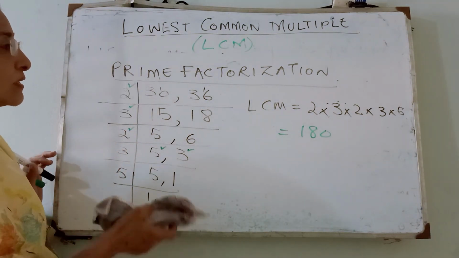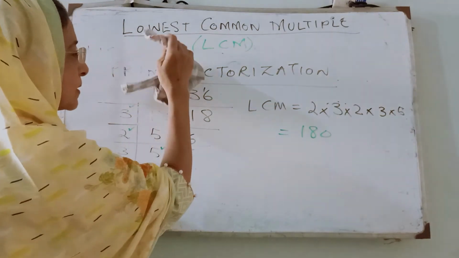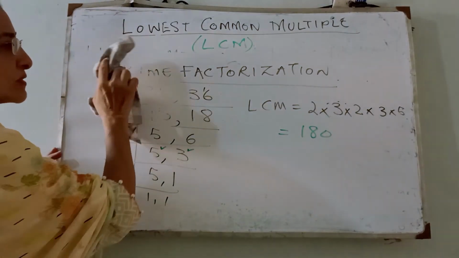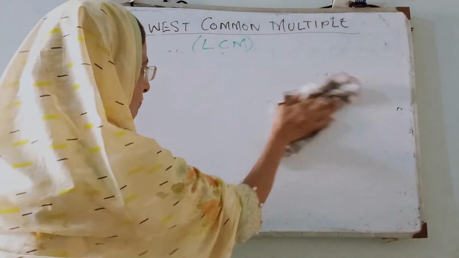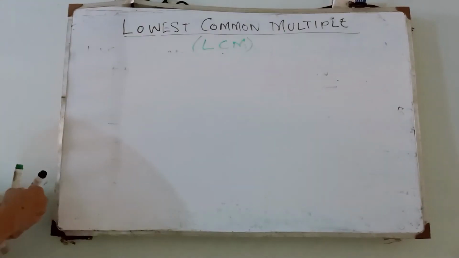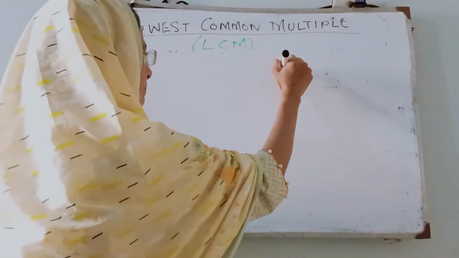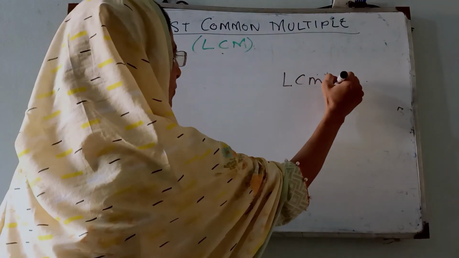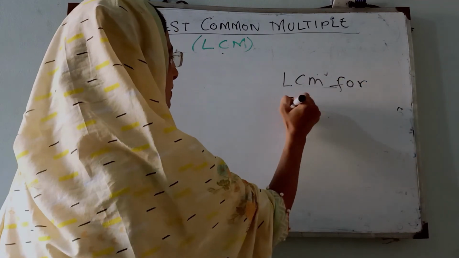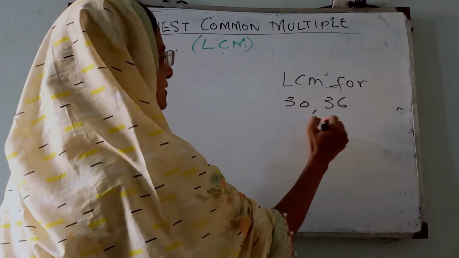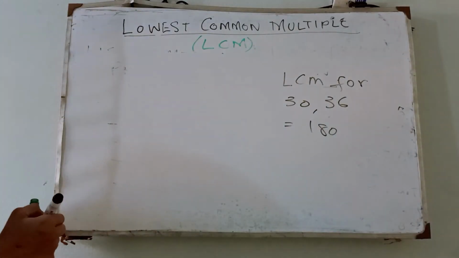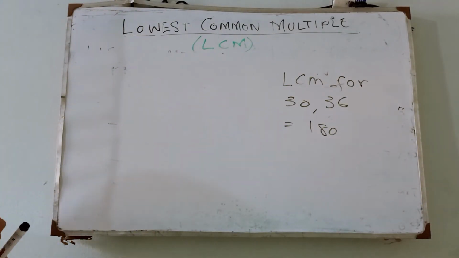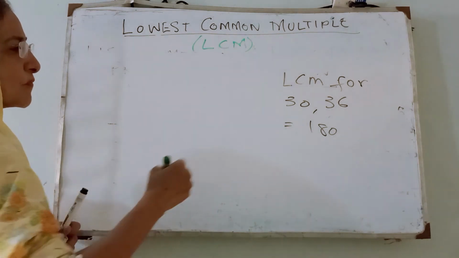The other method, which is also similar to HCF, is index notation. Now the LCM for 30 and 36, I have got is equal to 180. I am going to prove this LCM with the help of index notation.